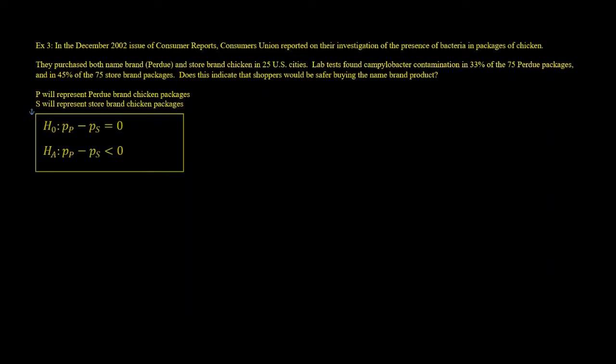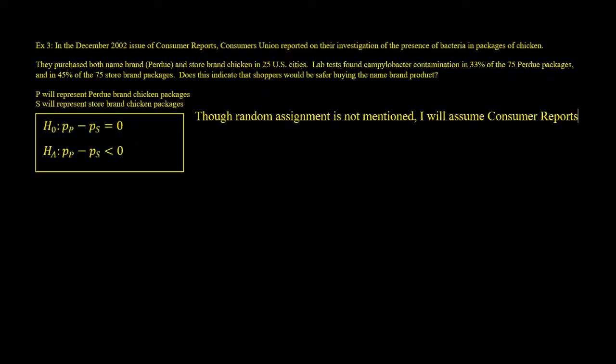Now we'll check the conditions as usual. Though random assignment is not mentioned, I will assume Consumer Reports used randomness and proper sampling design. That's what their business is. They check out products so they know proper design methods. We'll assume they're using the right ones there so they can give an unbiased opinion.